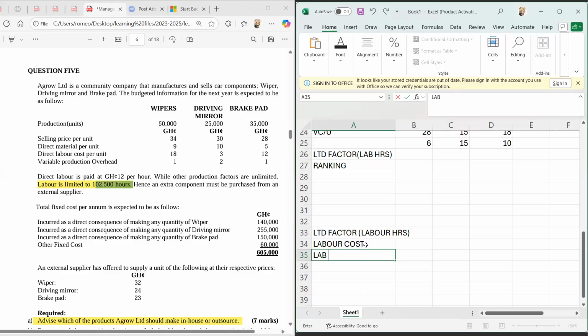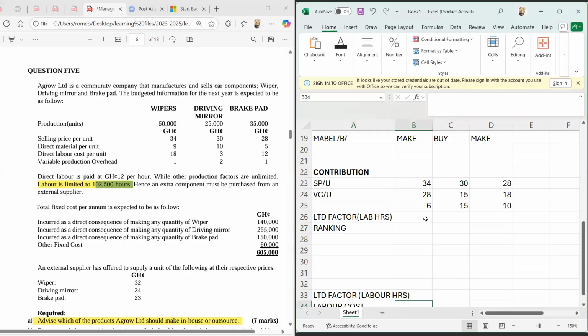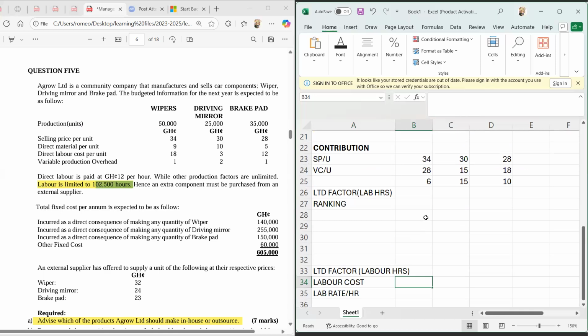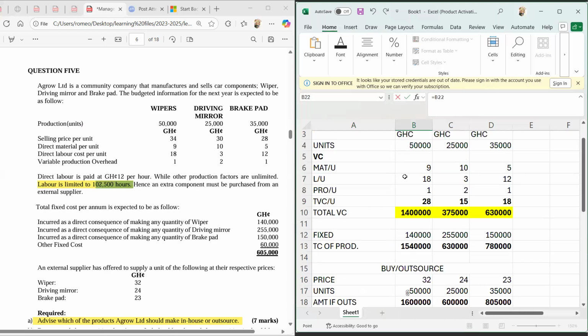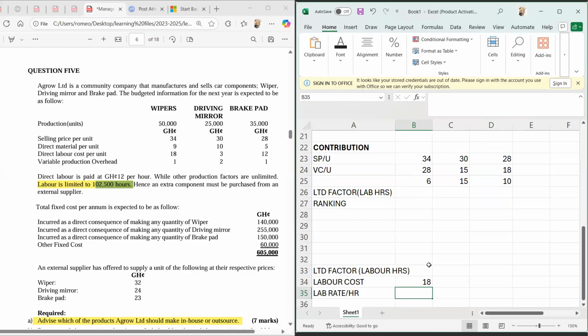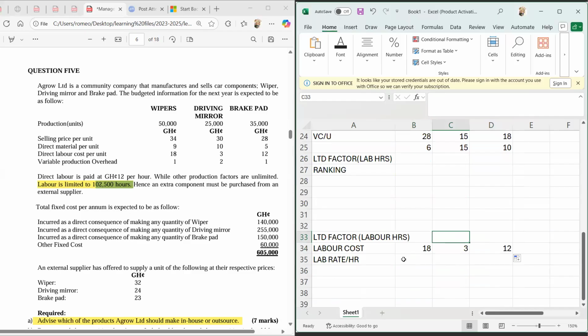Rate per hour. Our labor cost is what? This is our labor cost, 18. So this is our labor cost. And our labor rate is what? This is our labor rate, 12. So 12 will be here.